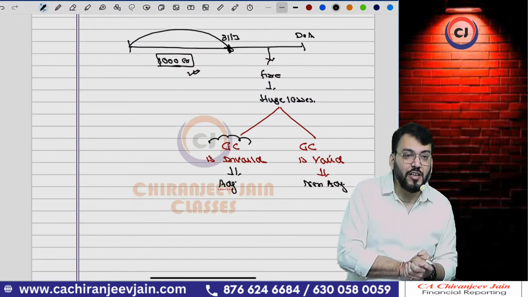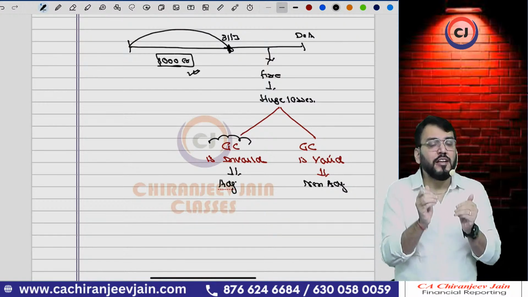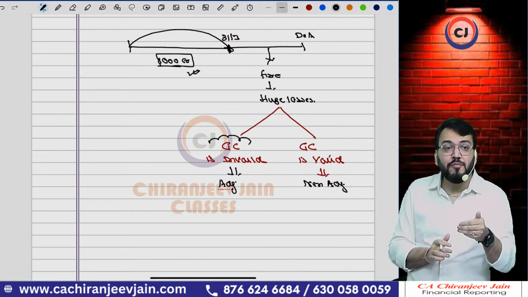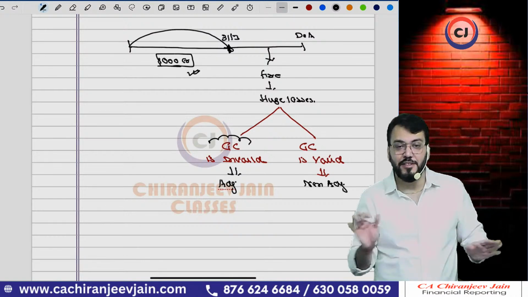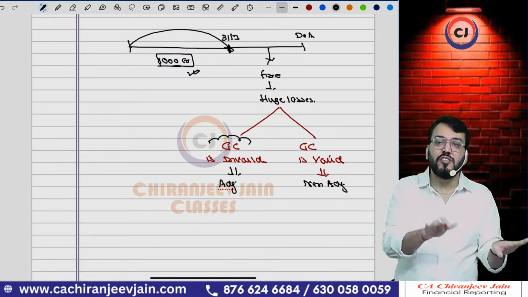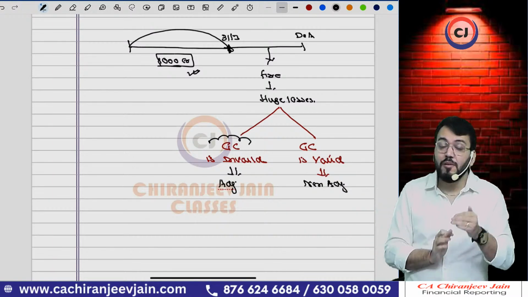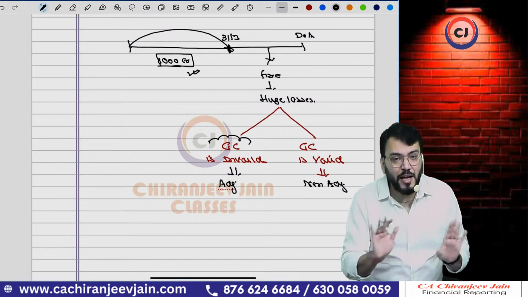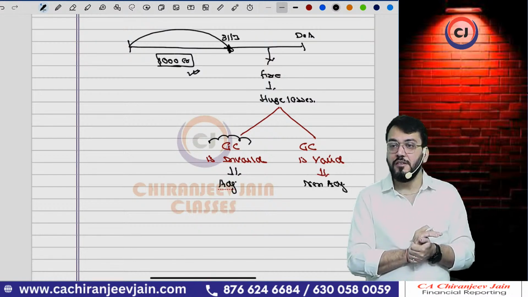Normally we prepare our financial statements on which basis? Going concern basis. When financial statements are prepared on a going concern basis, we are applying all Ind AS, from Ind AS 1 onwards. Ind AS is for going concern basis only. But when we say financial statements are prepared on a non-going concern basis, we do not have any Ind AS for that. So how to prepare that financial statement, we need to understand.